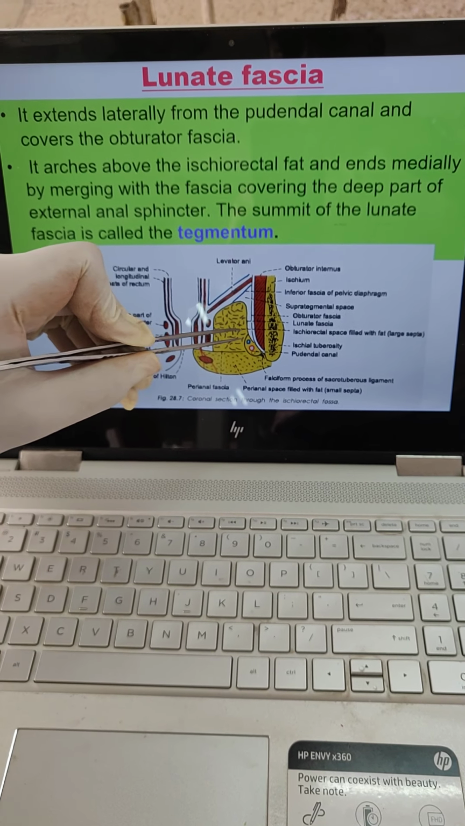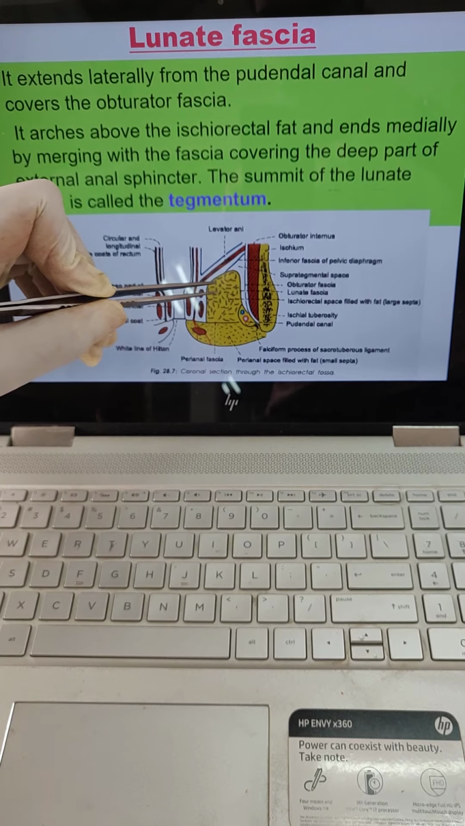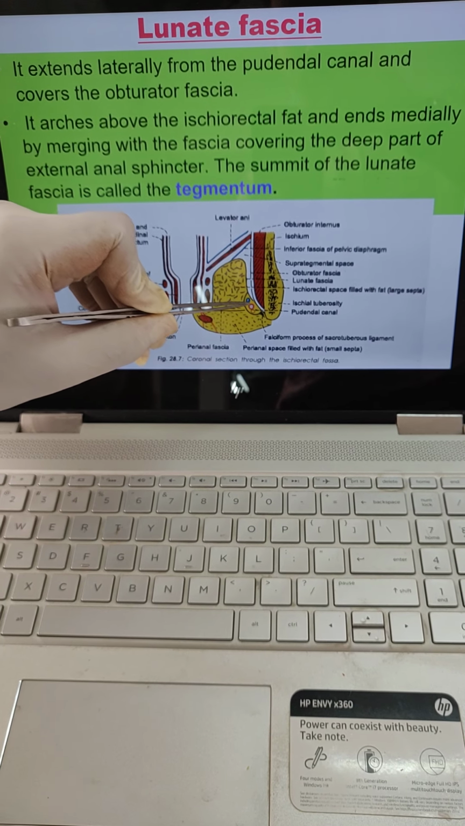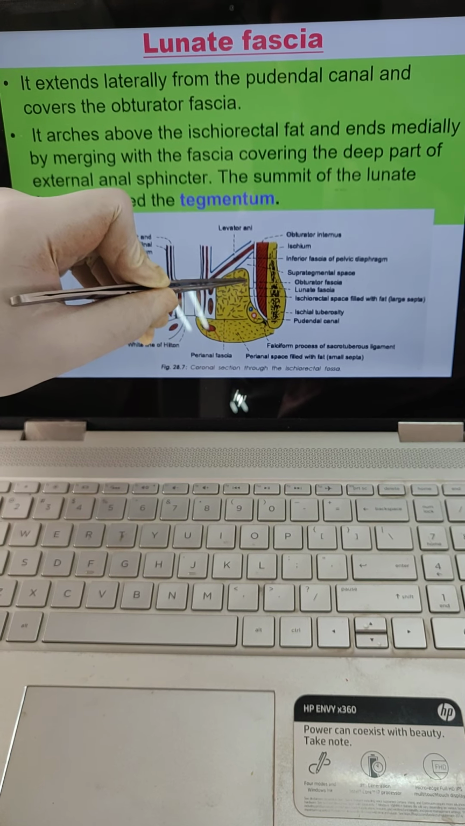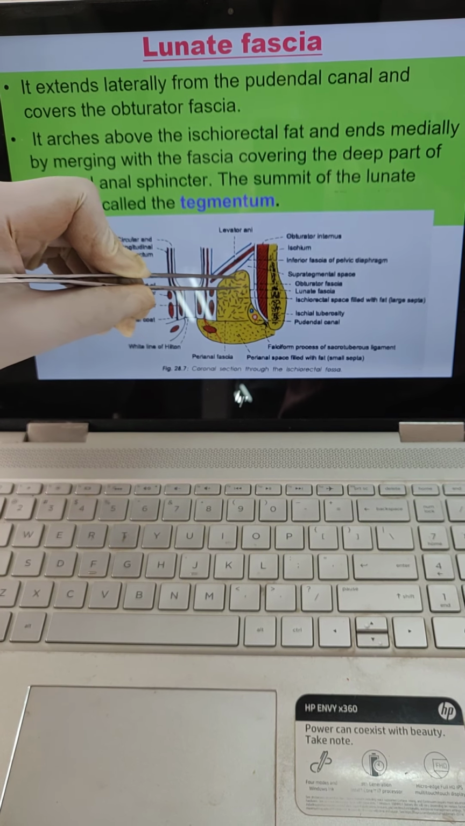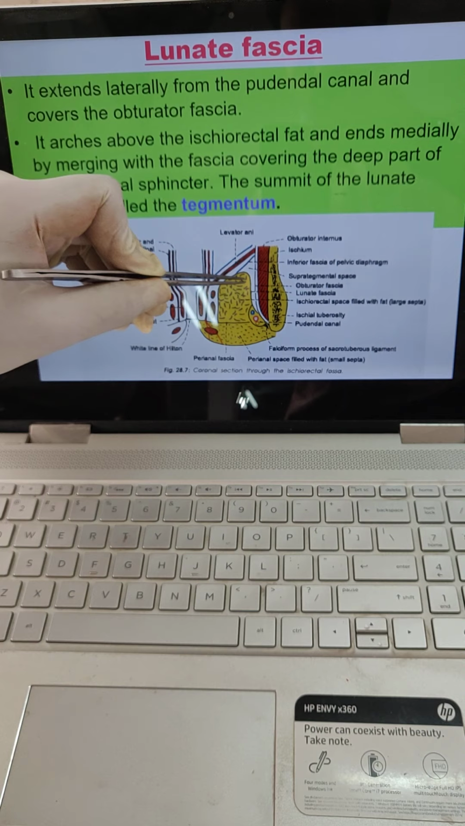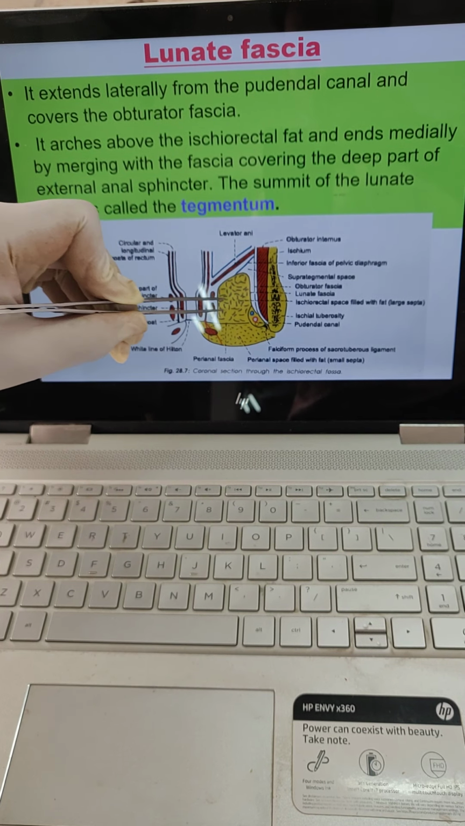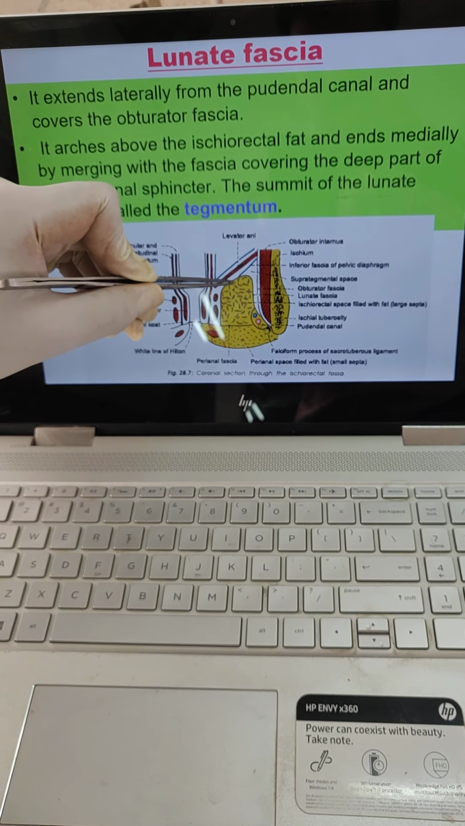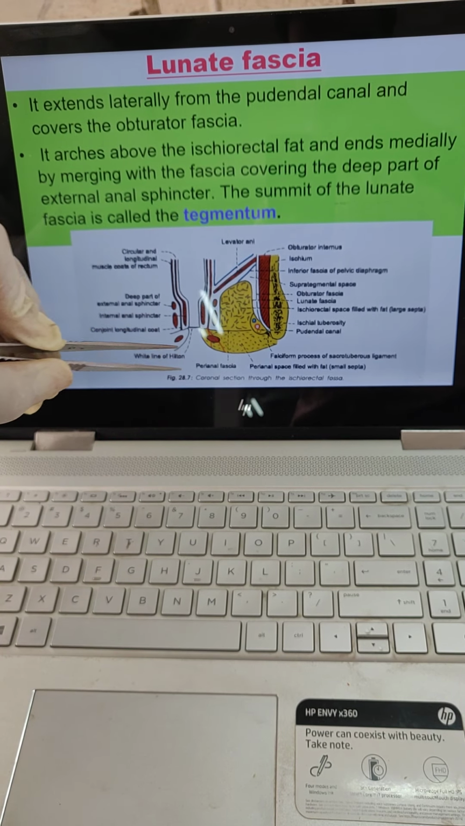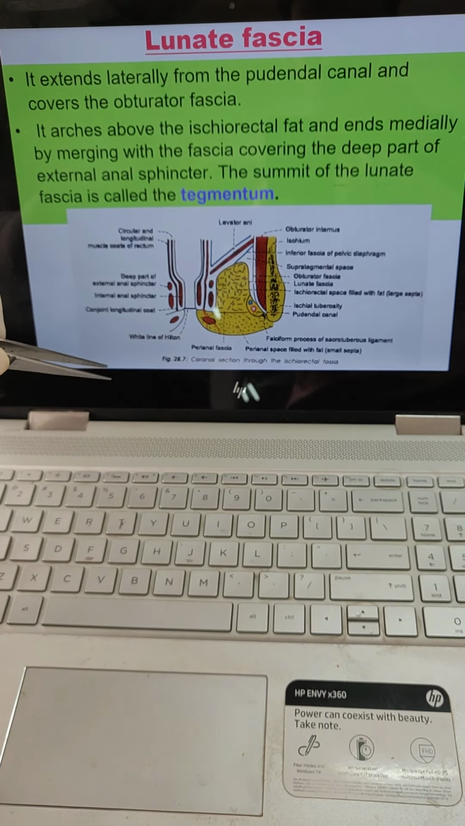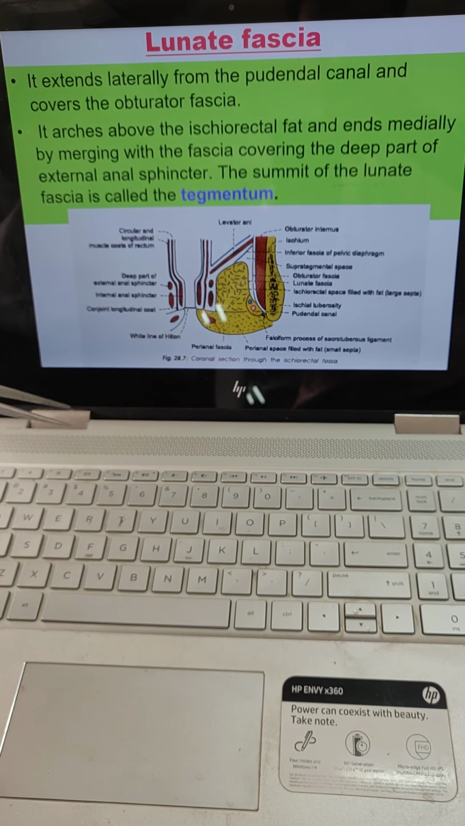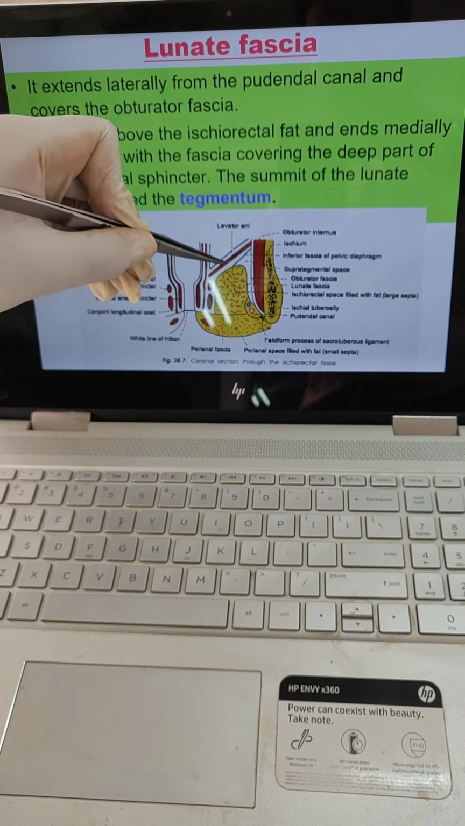The lunate fascia extends laterally from the pudendal canal. Here you can see this extends laterally from the pudendal canal. It goes upwards, just medial to the obturator fascia, and it arches above the ischiorectal fat. It goes medially and merges with the fascia covering the deep part of the external anal sphincter.